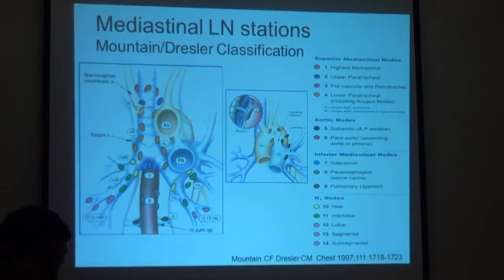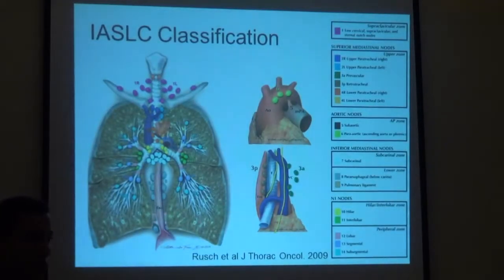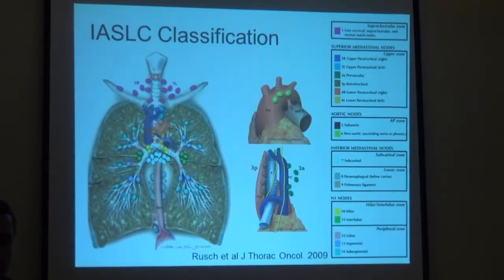that I'm not going to go over because Dr. Ashraf already covered it. And this is the more up-to-date classification by the International Association for the Study of Lung Cancer that also adapted the Mountain-Dresler and the Japanese classifications to have an international classification and be able to have a uniform language. So I'm not going to go over all these stations that Dr. Ashraf went over thoroughly.